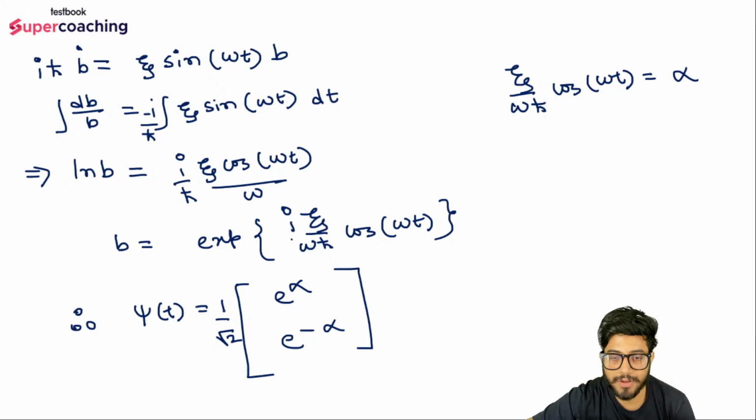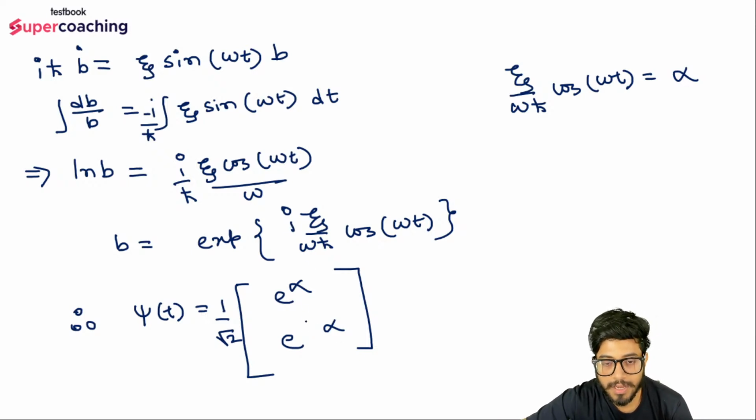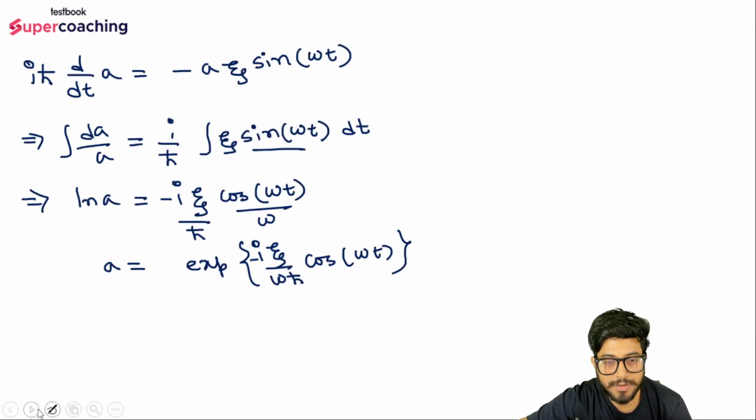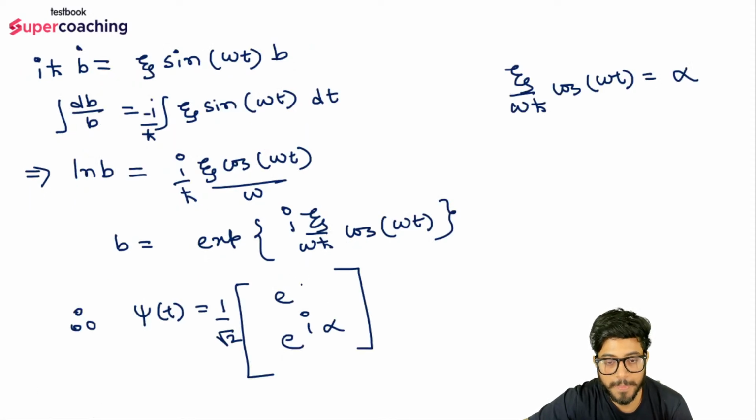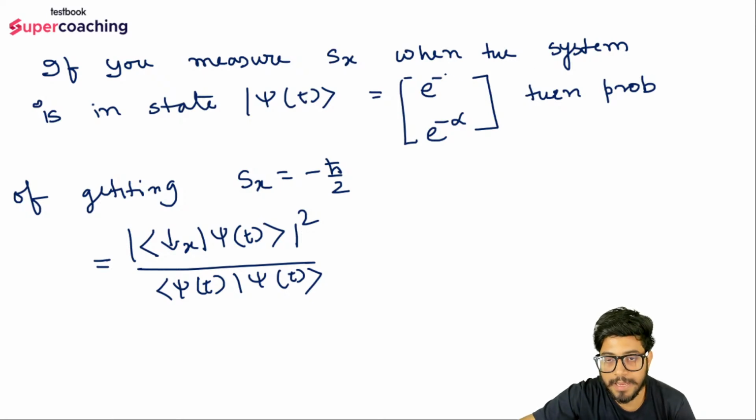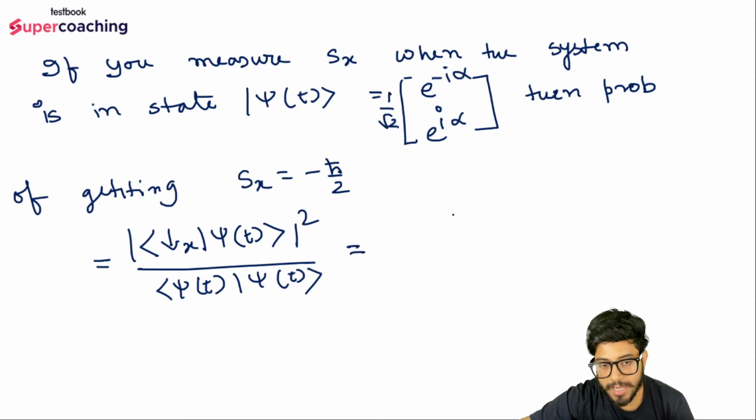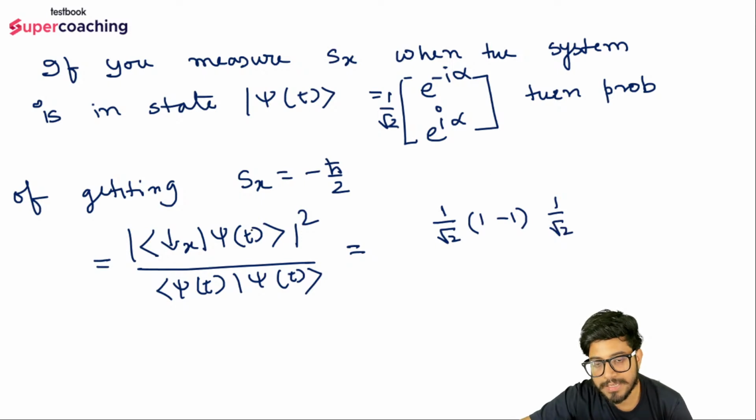So e to the power of b is e to the power of i alpha, and a is e to the power of minus i alpha. Now if I check this, what will it provide me? Down x means 1 by root 2 (1, minus 1), and psi of t means 1 by root 2 psi of t, that is e to the power of minus i alpha, e to the power of i alpha.